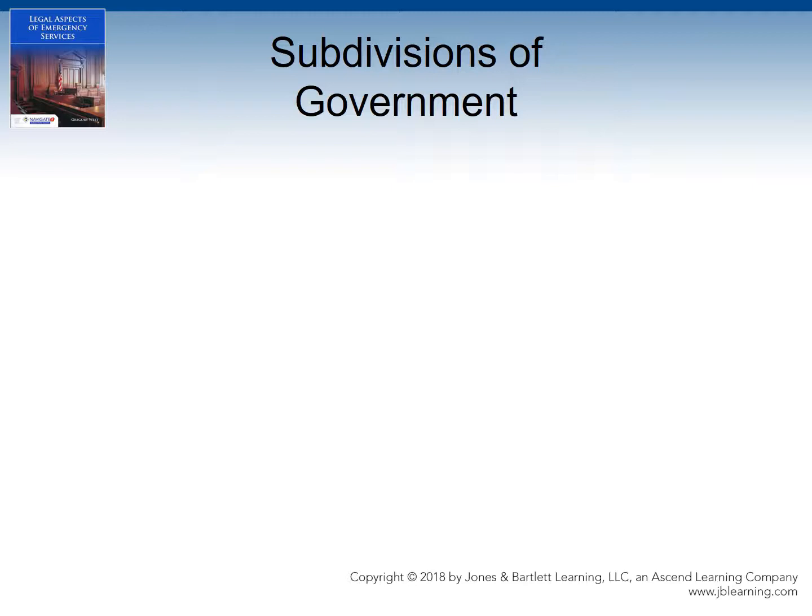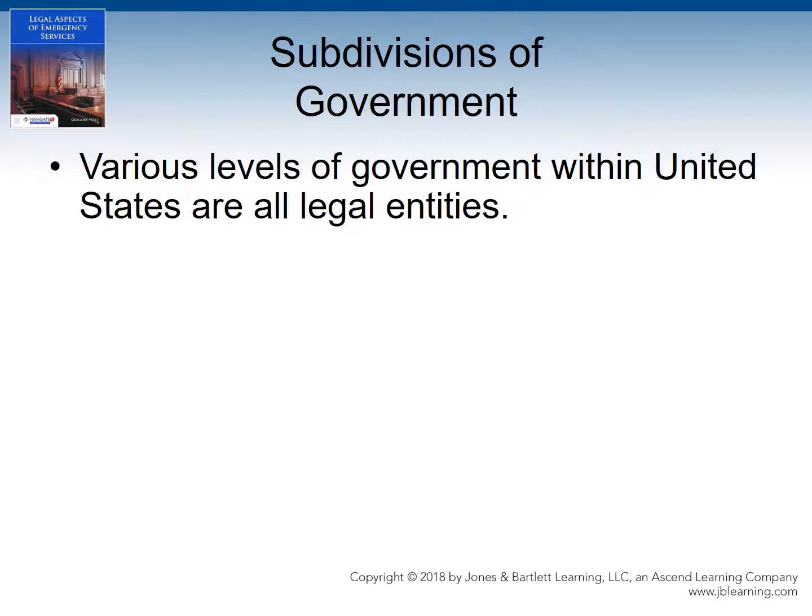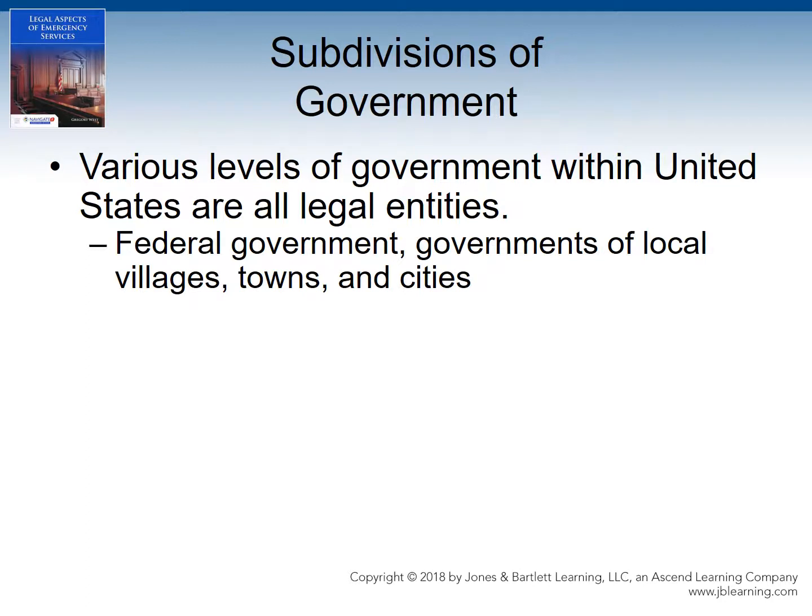As already mentioned briefly in Chapter 1 of the textbook, there are numerous levels of government within the United States, and these numerous entities, whether it be the federal government itself, your state or commonwealth, or a village, town, or city, are all considered to be legal entities.